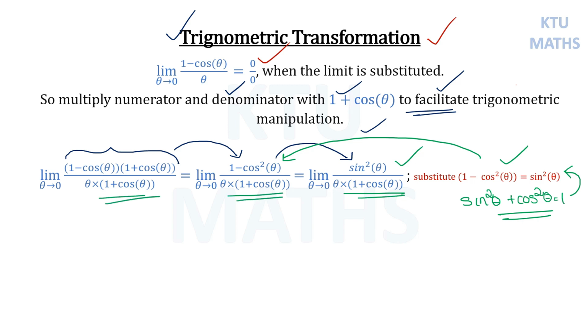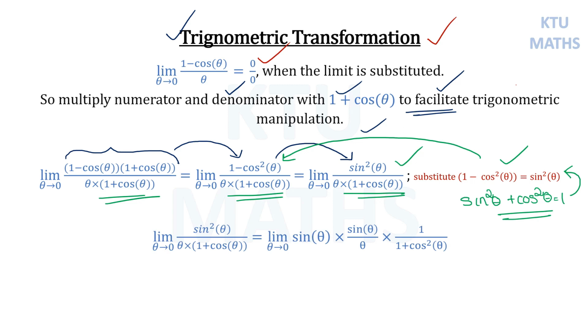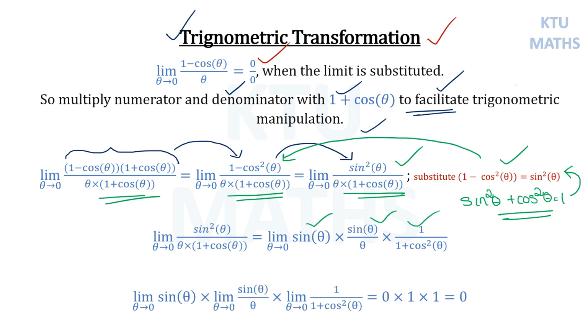Now let us check the next step. In the next step, we segregate each term. We take the limit of the segregated terms, that means each term, and arrive at a conclusion. And here the answer will be 0. 0 will be the answer.